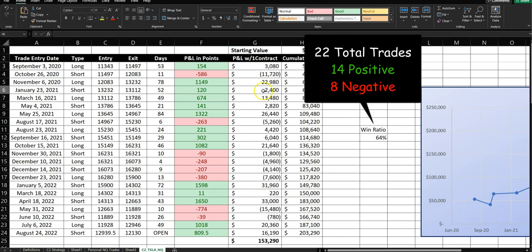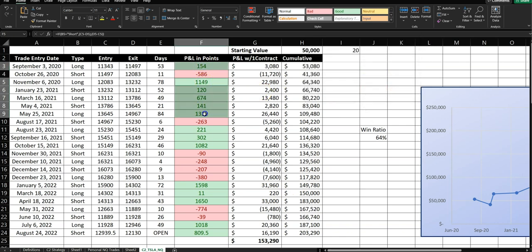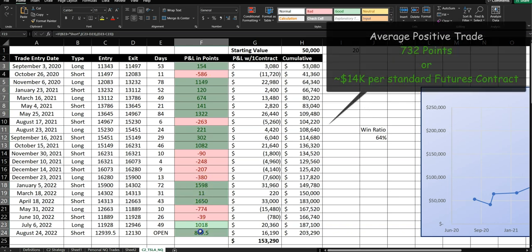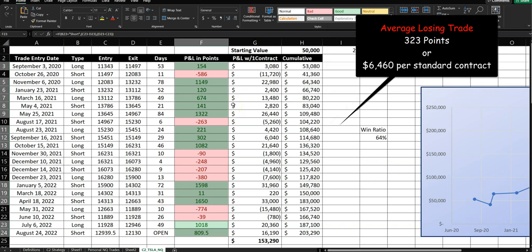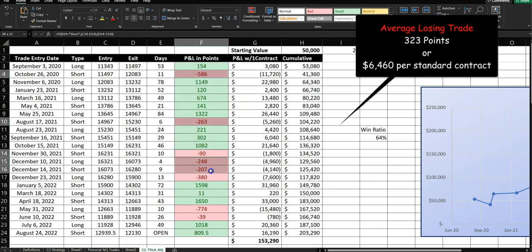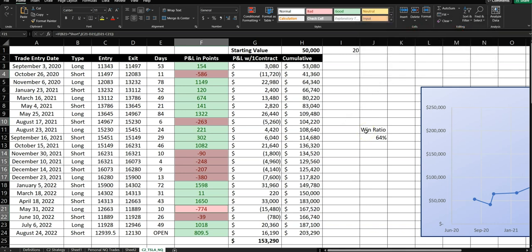Okay, and if I take the average positive trade, it is about 732 points per trade, right? And the average losing trade was around 323. So that gives me an immediate risk to reward ratio of more than 1 to 2, which is good, right? That means if I'm losing 1, I'm making more than 2. And as long as my winning ratio is more than 50%, 60%, that's awesome, right?